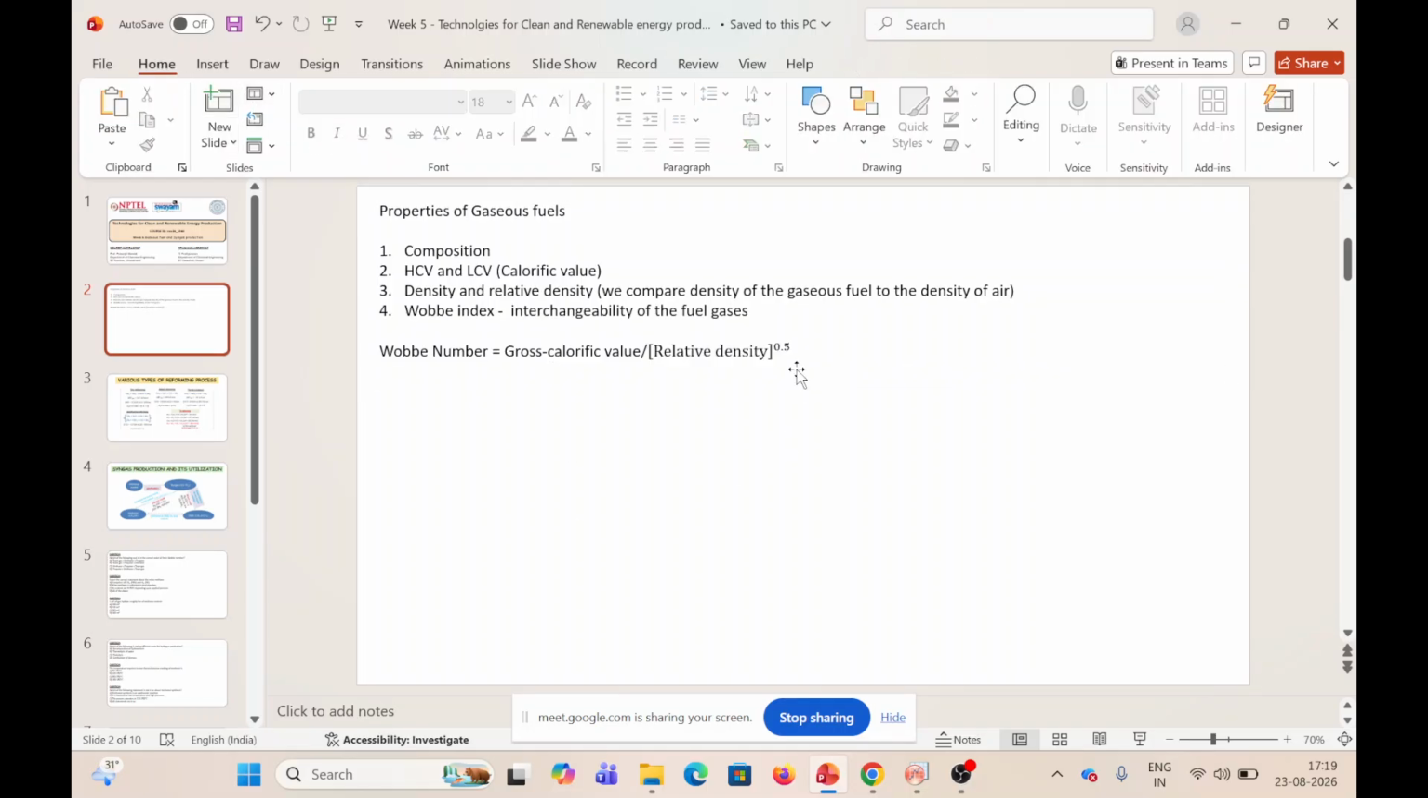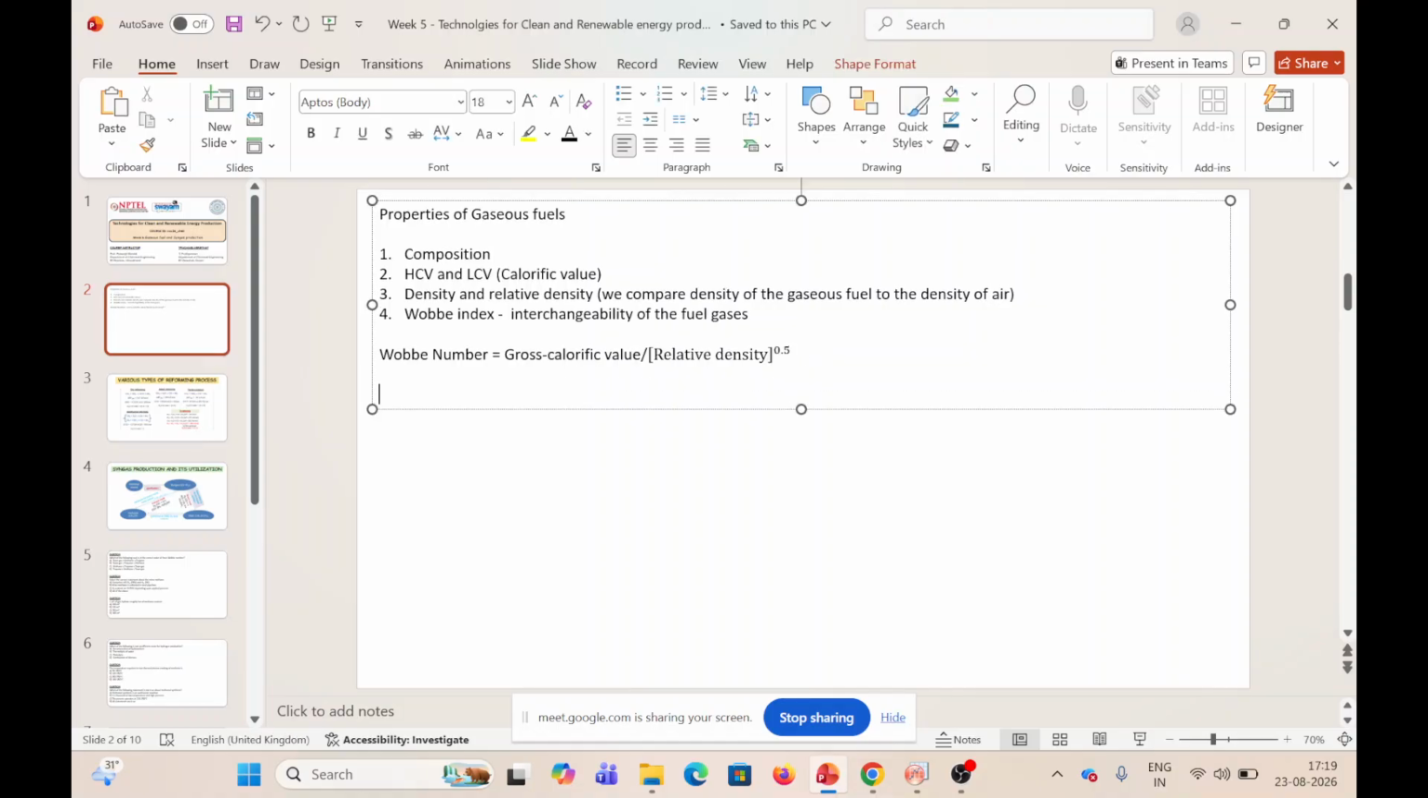So UB number is the gross calorific value of the fuel divided by its relative density to the power 0.5. It indicates the interchangeability of the fuel gases that can be used. It is usually measured in megajoule per meter cube, and there are typical values for certain fuels: methane is 55, propane is 78, natural gas is 50, and town gas is 27.